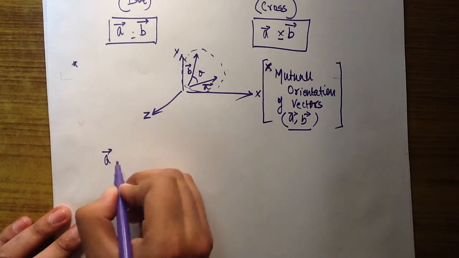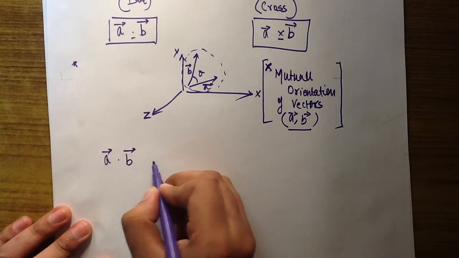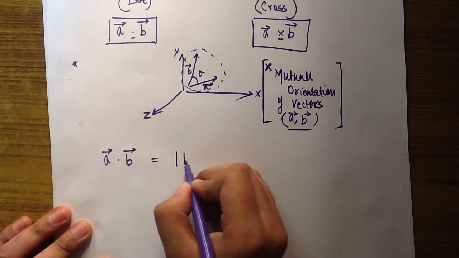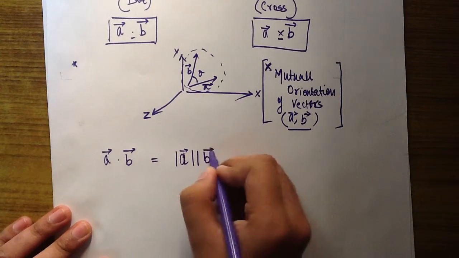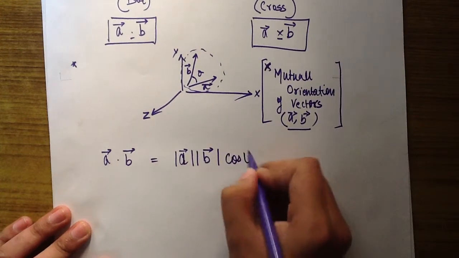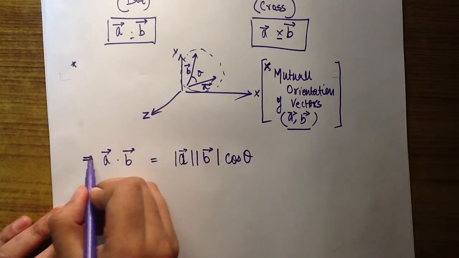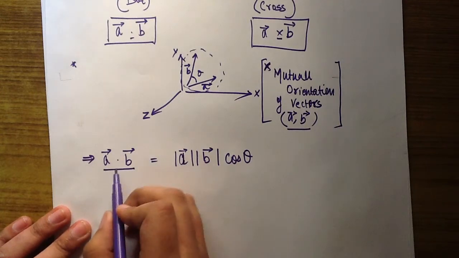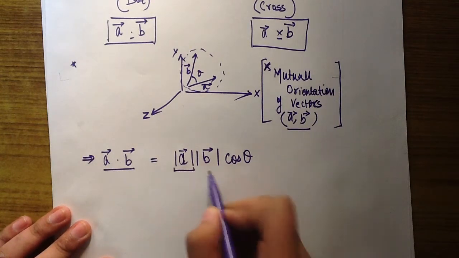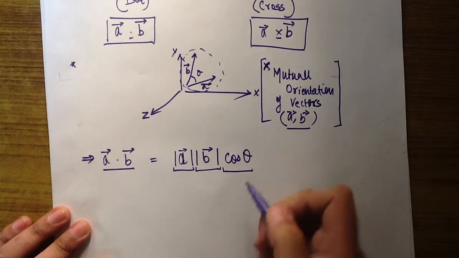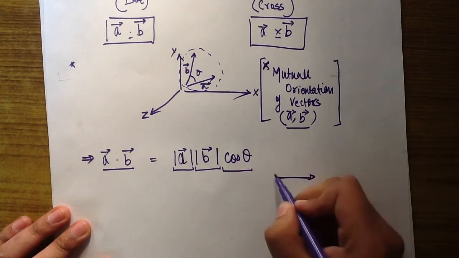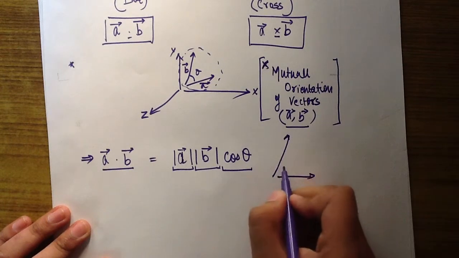A dot product is actually represented as this and is equal to this. That is, A dot B is equal to the magnitude of A multiplied by the magnitude of B multiplied by the cosine of the angle that exists between A and B.